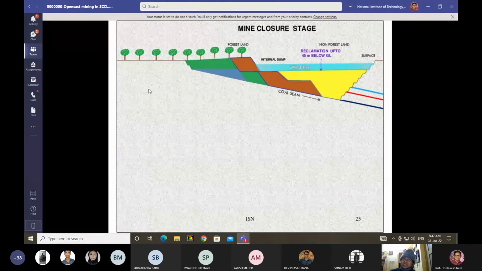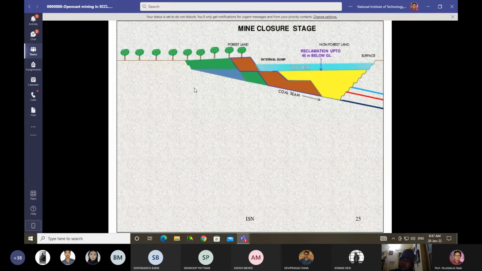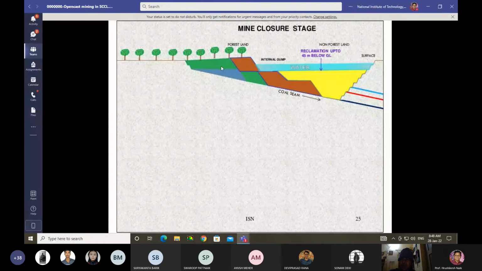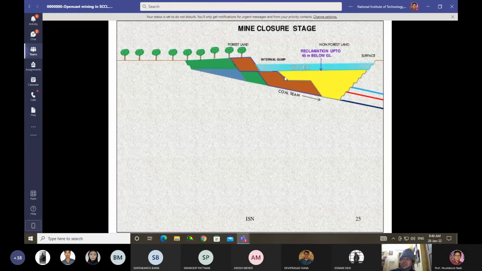Initially you cut 6 trees to get the minerals from the forest land. And after the mining is carried out, when you are going to close the mine, you have planted 9 trees. So whatever trees you have cut, you should plant more trees compared to that number. And this is the land filled with overburden material. After filling the land with waste materials, reclamation is carried out up to 45 meters below the ground level. Above that there is a water body, the internal dump water body. So this is the way the mine is closed.